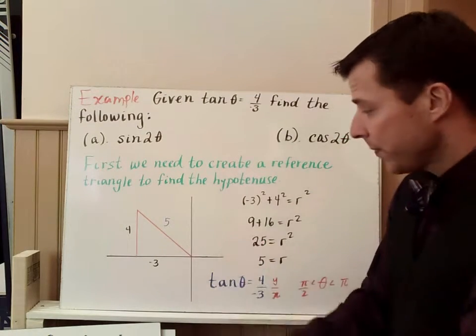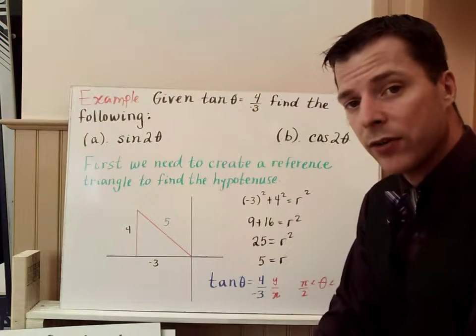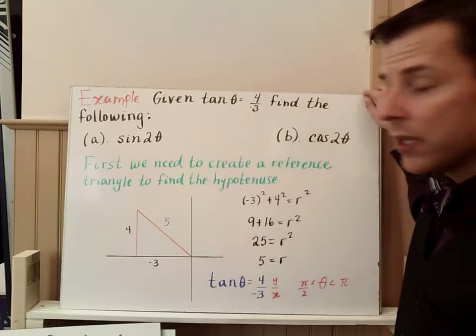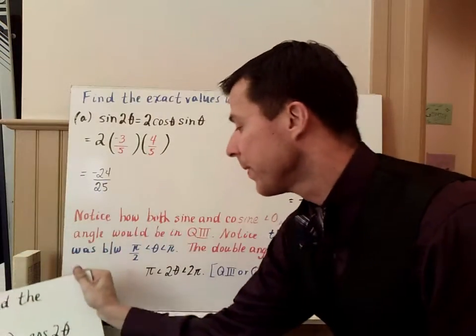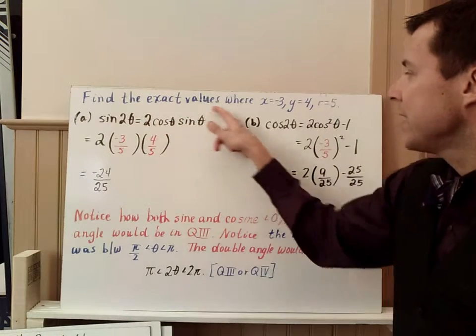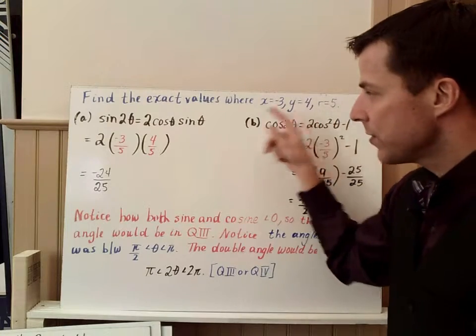So this should be review. Now we've got our reference triangle. We have x, y, and we have our r value. Now I can use that to find my double angles. We're going to find the exact values where x equals negative 3, y equals 4, and r equals 5. I wrote those 3 values.